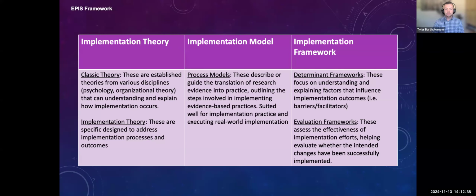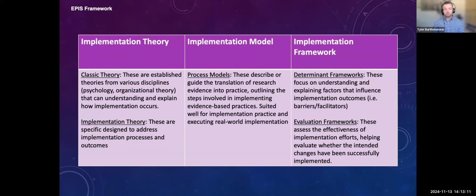And then you have implementation frameworks, such as determinant frameworks like the CFIR, where their focus is understanding or explaining factors that influence our implementation outcomes. And that's where you hear about barriers and facilitators, which I think is very prominent in implementation science and discussed very often, because there are thousands of barriers that get in the way when we're trying to implement just one simplistic intervention that we need to address. And then we have evaluation frameworks, and these assess the effectiveness of our implementation efforts, helping evaluate whether the intended changes have been successfully implemented.